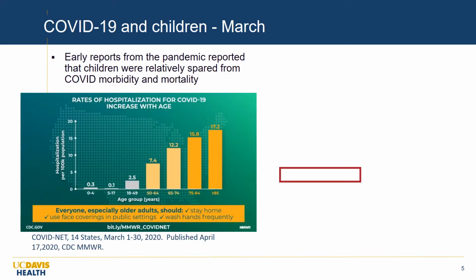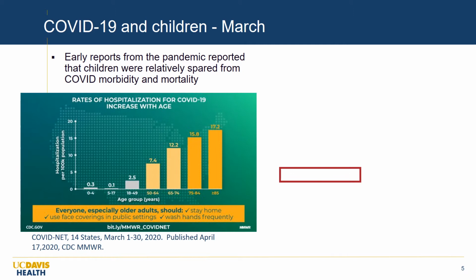Fortunately, in children, COVID-19 did not seem to cause severe disease, and so early reports really showed that children were relatively spared from COVID morbidity and mortality. This is one of the first morbidity mortality weekly reports, which is provided by the CDC. And this just described the rates of hospitalization depending on age. This was published in April based on the initial reports of COVID-19 infection back in March of 2020.